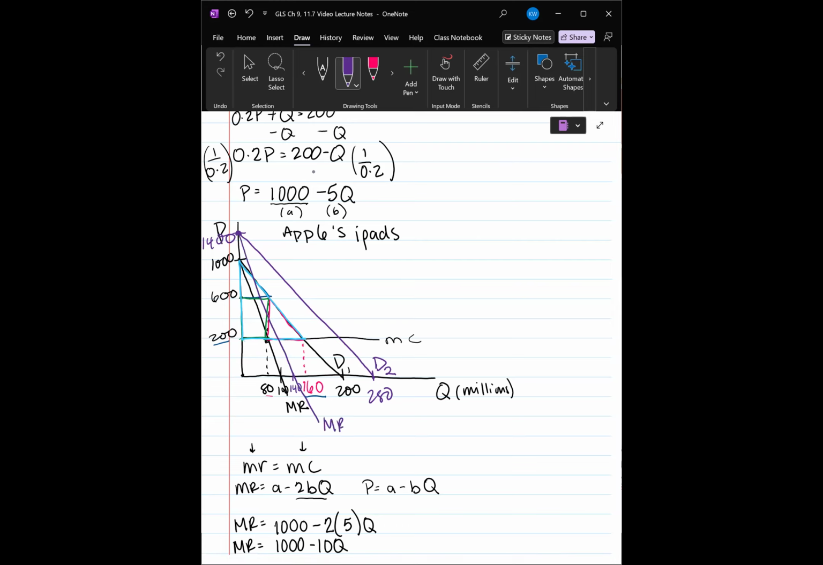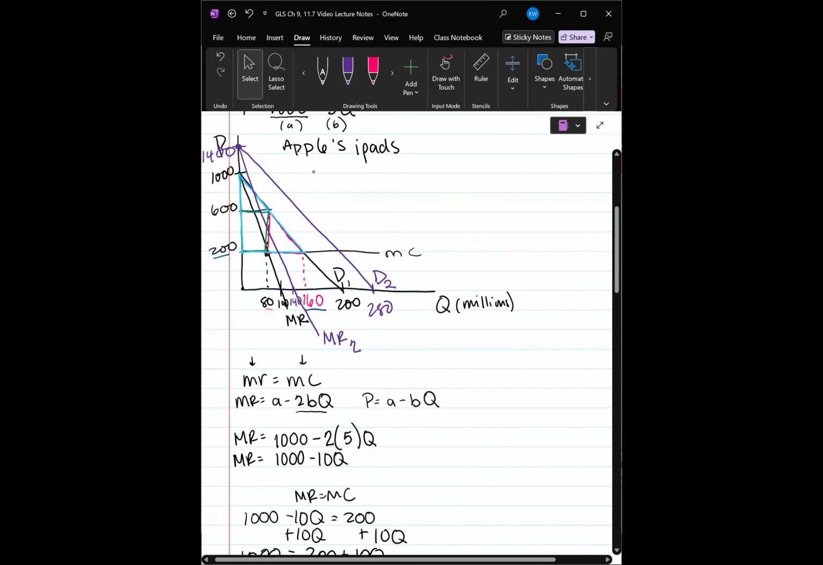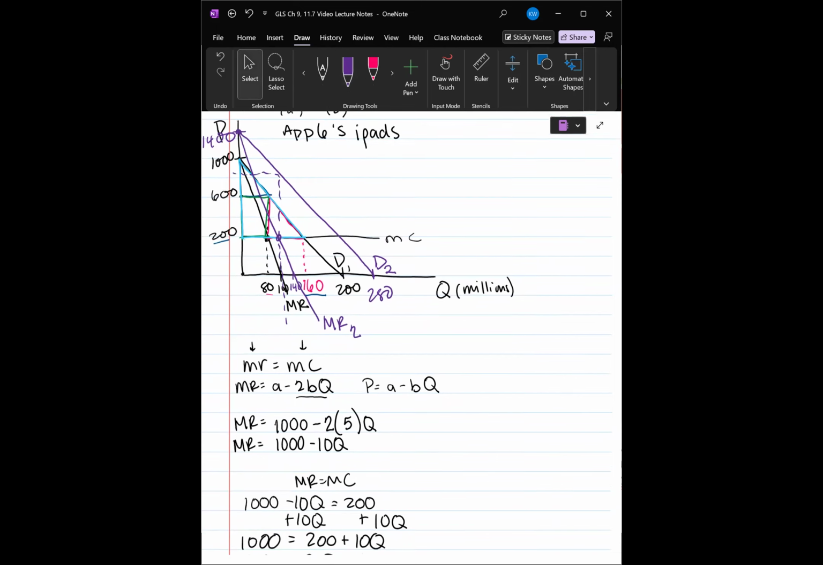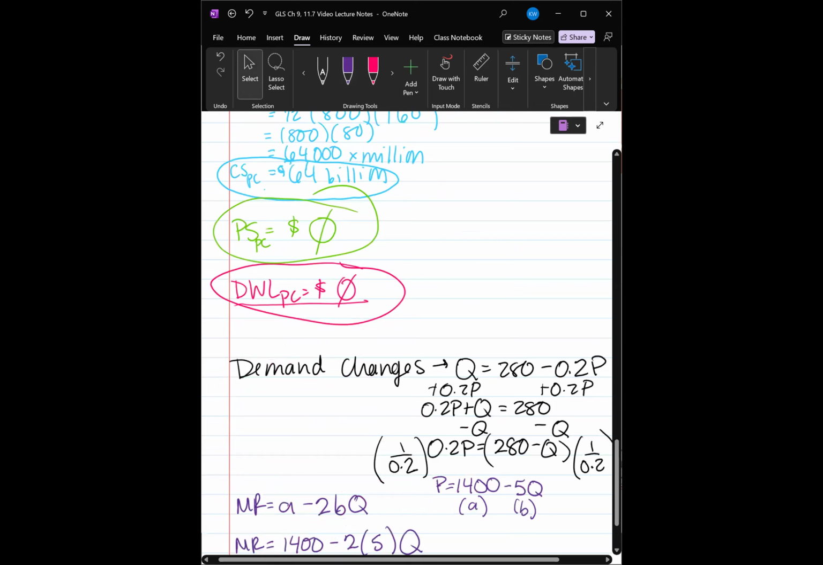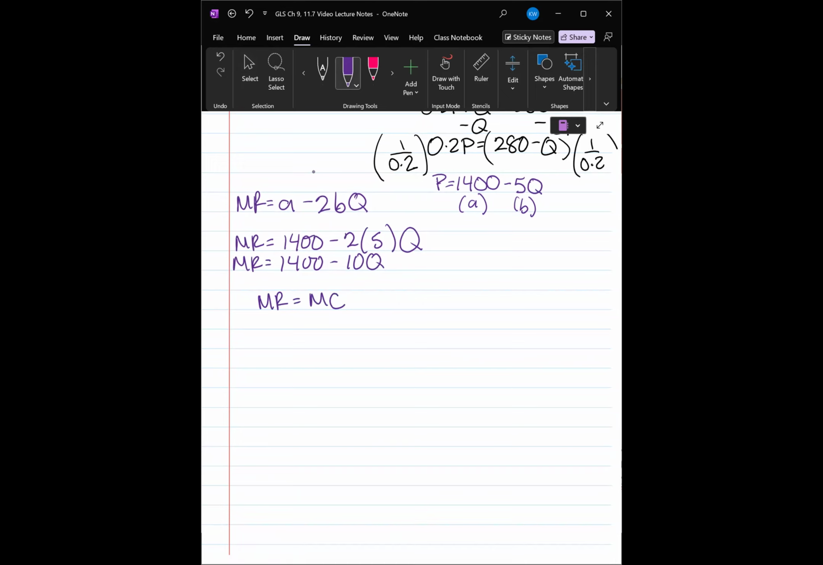So you have both marginal revenue and demand shifting, right? When demand changes, marginal revenue is also going to change. So that means that our firm is going to have a new profit maximizing level of output, as well as a new price that they'll charge for their product. So let's go ahead and solve for those values. Profit maximization is defined for our firm as where marginal revenue equals marginal cost. So we'll have 1,400 minus 10 times quantity equal to 200.